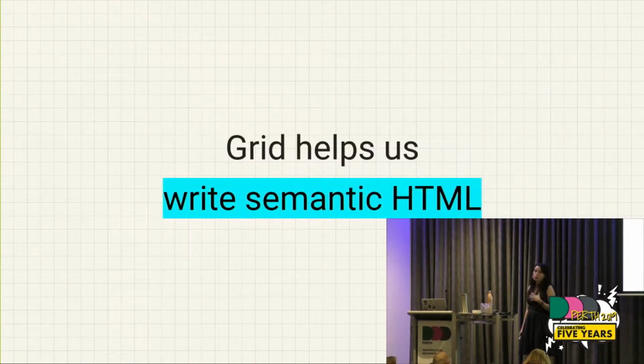CSS Grid also helps us to write semantic and logical HTML. We're no longer required to write our HTML based on how the page design looks. We can write our HTML based on the logical flow of the document and let CSS rearrange it visually. When this is done right, our content is more accessible to anybody who's using a screen reader, reader mode, saving an article for later, or any other kind of assistive technology.